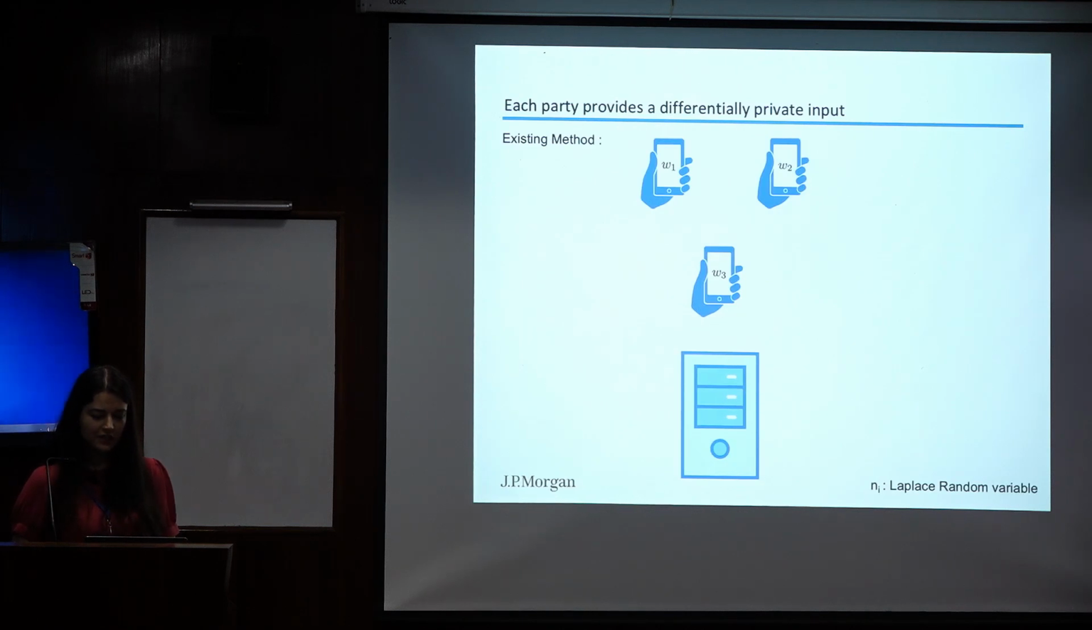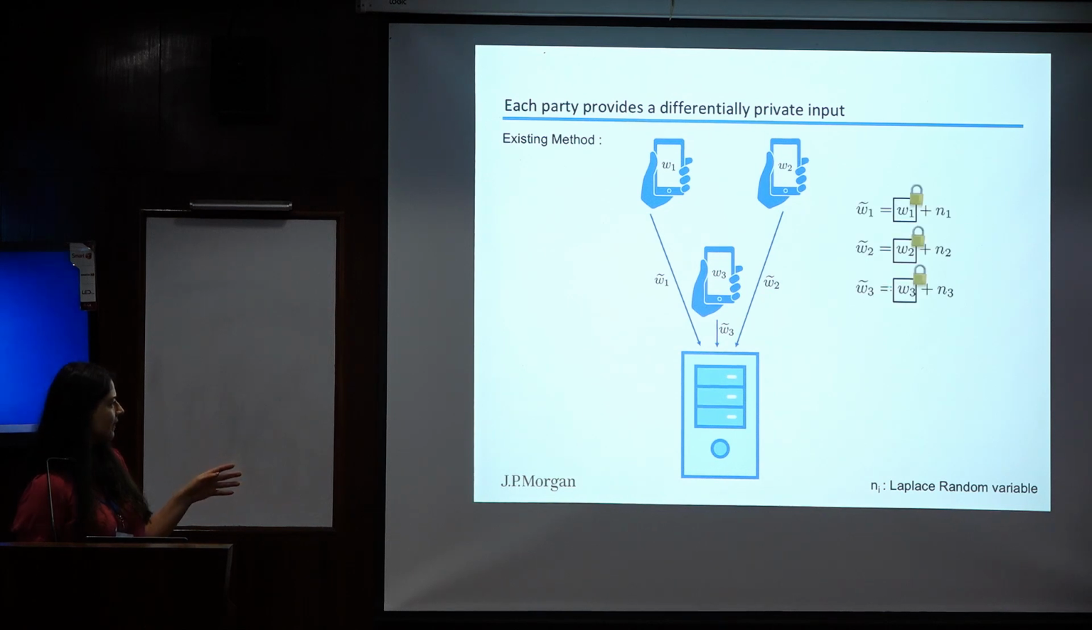So let's see. This is the existing approach. What's happening is, let's say I'm doing this for only one weight. These parameters can be many. If it's a logistic regression, you're going to have, I don't know, 30 weights. But I'm doing it for one weight just to simplify everything. So let's say W1, W2, and W3 are the local trained weights that the parties received after they run the training.